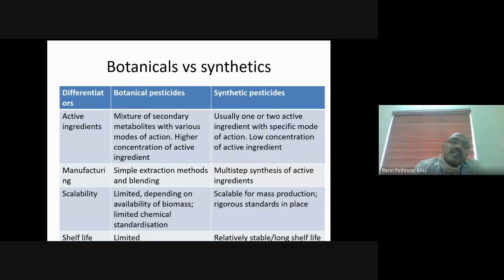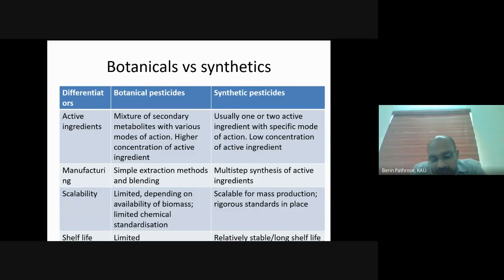And if we compare botanicals and synthetics, what are the major differences between a botanical pesticide and a synthetic inorganic or synthetic organic pesticide? First, we will discuss the active ingredient. As I told you, a botanical pesticide, say neem seed kernel extract or a neem oil emulsion, contains a number of secondary metabolites, a number of chemicals, and each may have pesticidal property. And the concentration of active ingredient may be extremely high. Say neem contains a very high quantity of azadirachtin.